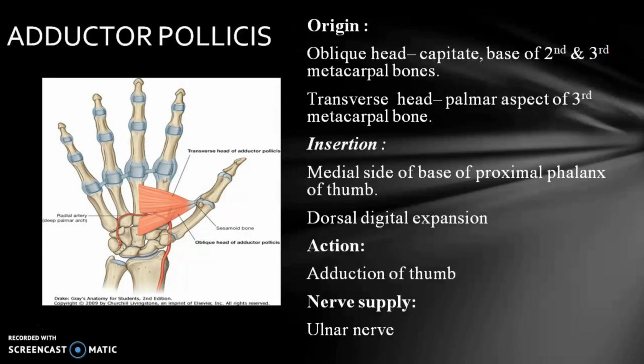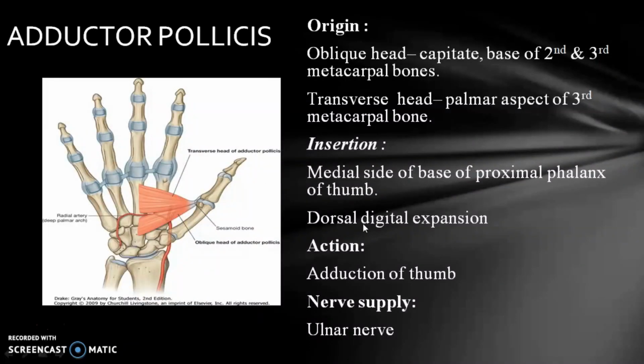Talking about its insertion, as the name itself indicates, it is going to insert in the pollicis finger. So the medial side of the base of the proximal phalanx of the thumb is getting the insertion of this particular muscle. Here you can make out the insertion of this muscle, and then it is going to contribute to the dorsal digital expansion also by getting inserted in that particular area.